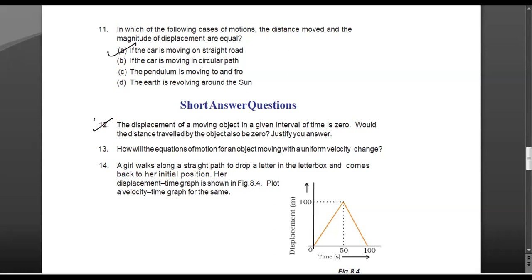Tell me, Hamna, in what case is the displacement of an object 0? If an object is moving, can we say that its distance traveled will be 0? No. So justify your answer. How can you say that it is no?